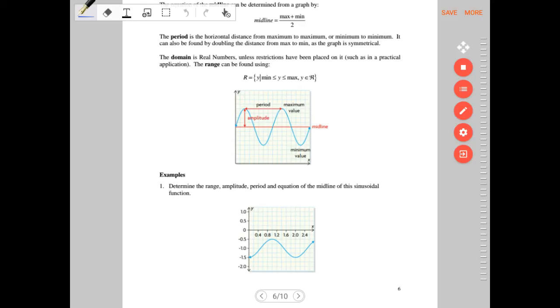The range can be found using the formula R equals y such that the minimum is less than or equal to y, which is less than or equal to the maximum, y belongs to the reals. So all you have to do is sub in max and min, and you're golden.